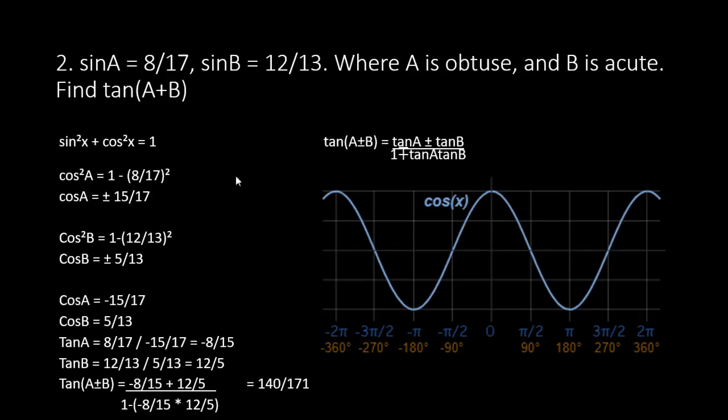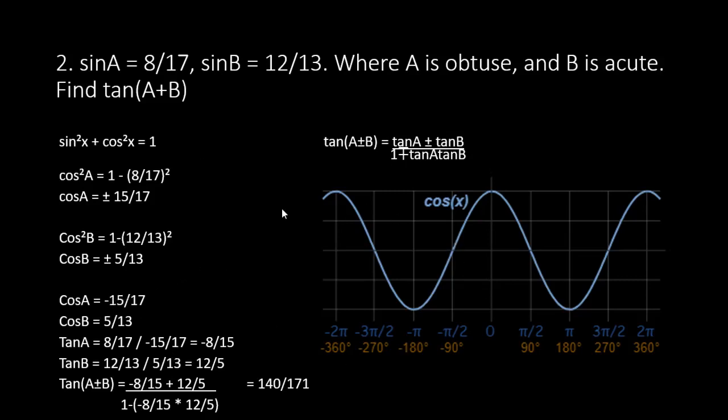And if we go to cos A, which is plus or minus 15 over 17, and it is obtuse, so it's greater than 90 but less than 180. Right here you can see it's below the x-axis, so that means it is negative. So cos A is negative, so it's negative 15 over 17.